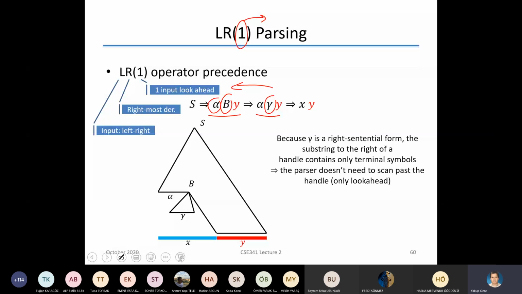Lambda is the right sentential form. The substring to the right of a handle contains only terminal symbols. And this means that the parser doesn't need to scan past this point. It only needs to scan up to this point. This is what this one is implying there. Just one look ahead. All right.